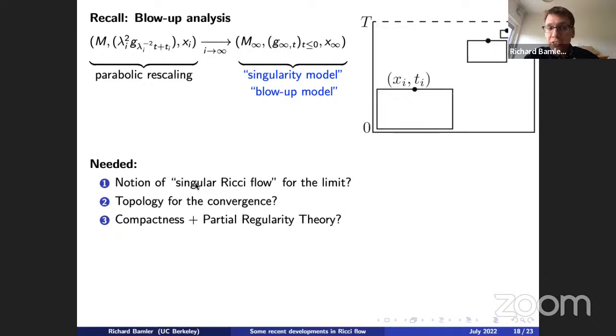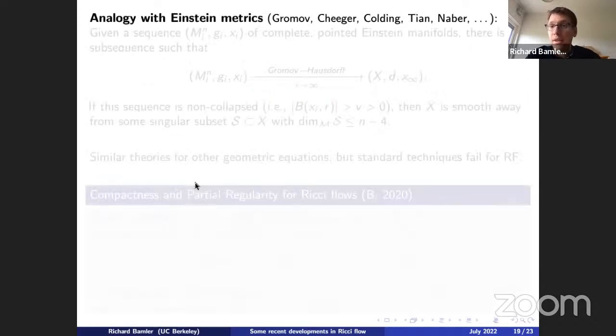Before answering these questions, let me draw the analogy here with Einstein metrics, where things are better and have been better understood. Einstein metrics are a special case of Ricci flows, so we definitely have to understand those. This is work that goes back to work of Gromov, Cheeger, Colding, Tian, Naber, and also ideas of Anderson, Nakajima, and so on. So allow me to do this digression here.